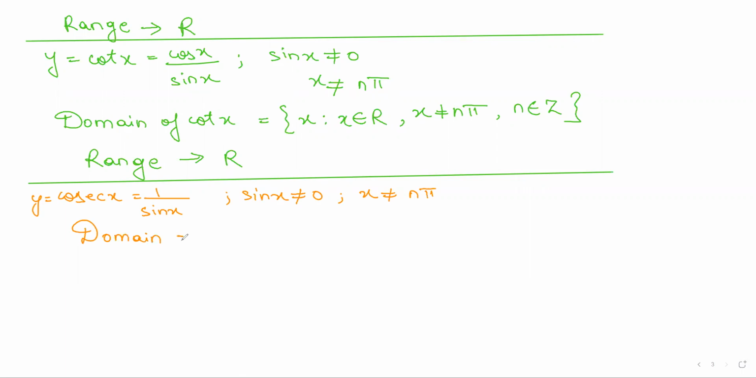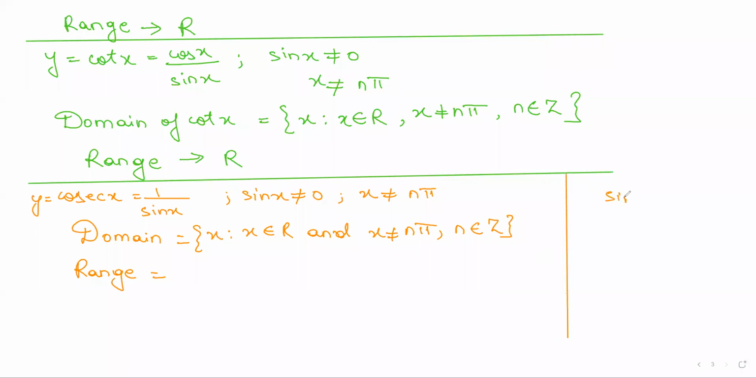Domain again will be equal to the set of all x such that x belongs to R and x is not equal to n pi, where n belongs to Z. What about the range? Now, the range over here can be understood with the help of some examples. We know that your sin x value lies between -1 to 1.